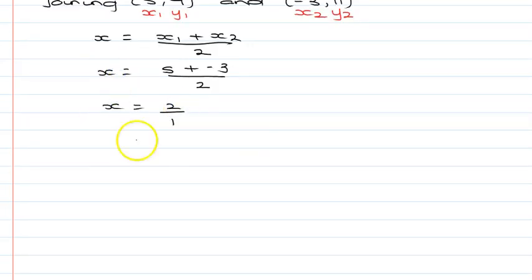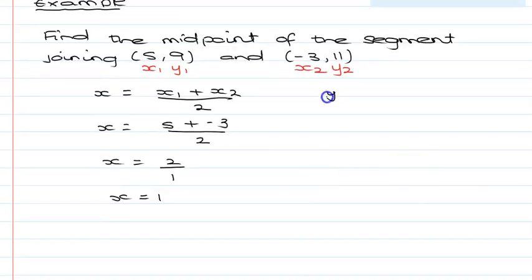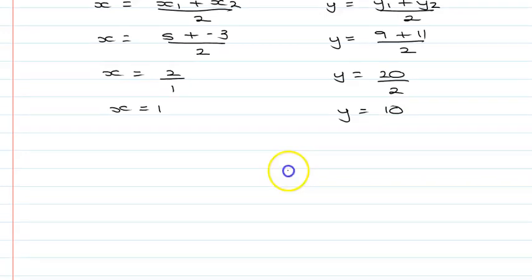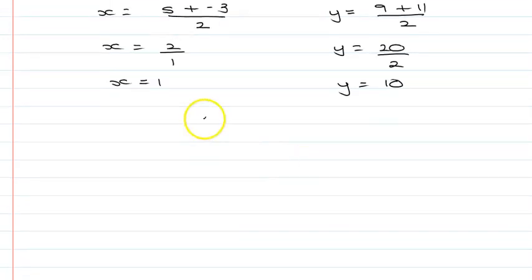Okay, so our x is 1, and then let's look at y. Remember, y was just add the 2 y coordinates together and average those out by dividing by 2. So y is 9 plus 11 divided by 2, so that's 20 divided by 2, which is 10. So to summarise our answer, the midpoint of the line, therefore, is the coordinate 1, 10.